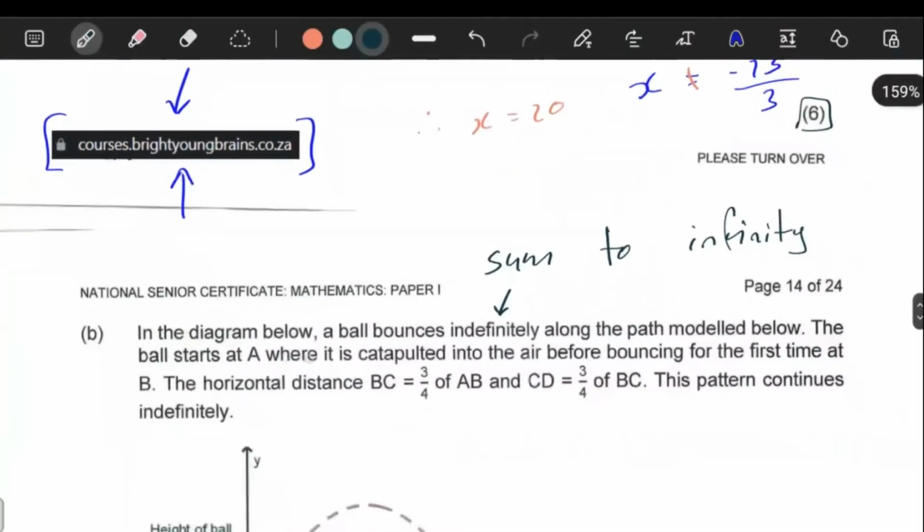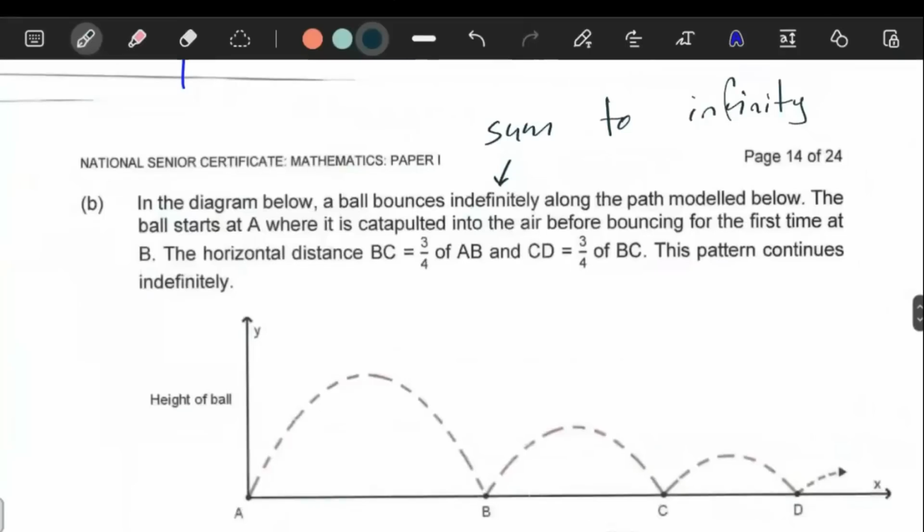So here it says it bounces indefinitely along the path modeled below. So it's just going to bounce and bounce and bounce. The heights keep decreasing. It says here, the ball starts at A, where it is catapulted into the air before bouncing for the first time at B. The horizontal distance BC, right, is equal to 3/4 of AB.